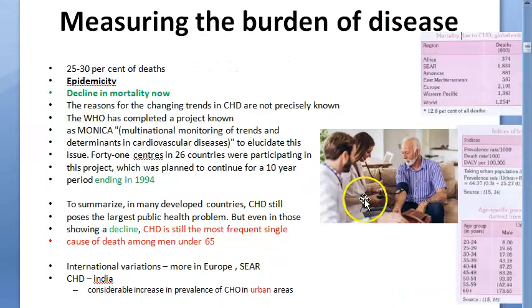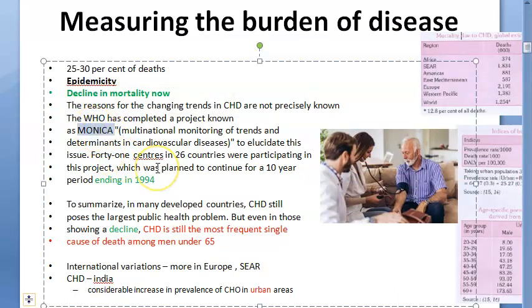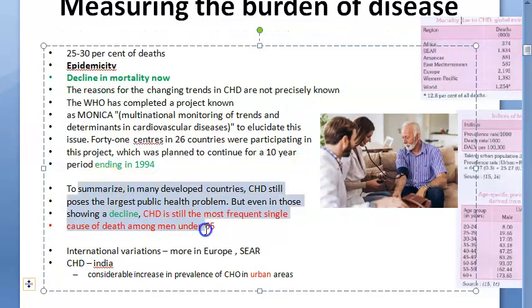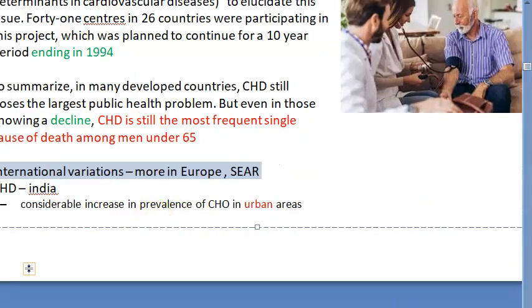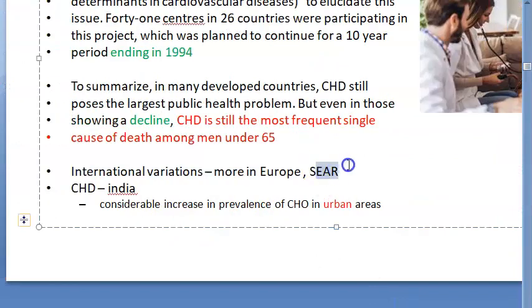The burden of the disease, this MONICA thing, multinational monitoring of trends and determinants in cardiovascular disease, right? So they ended it in 1994, and then they found out why there is a decline in the death rates because of coronary heart disease. It is actually 25 to 30% of deaths is because of coronary heart disease. There's a decline. Why they tried to find out? It is still the most frequent single cause of death among men under 60, but it has declined. Okay. Then international variations. These coronary heart disease problems are more in Europe and Southeast Asian region.